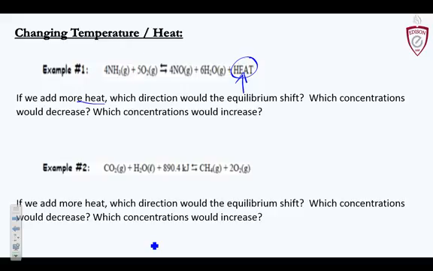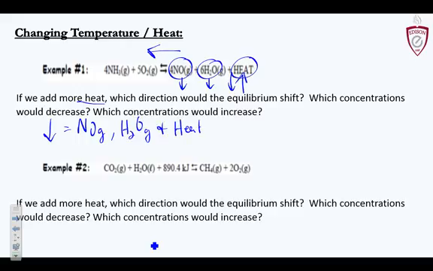Away from what I had. So it would shift to the left. Which concentrations would decrease? Well, everything on the right then has got to go down. And which concentrations would increase? So I'm going to say decrease equals NO gas, H2O gas, heat. Which concentrations would increase? The increase is going to equal everything on the reactant side. NH3 and O2. Good.